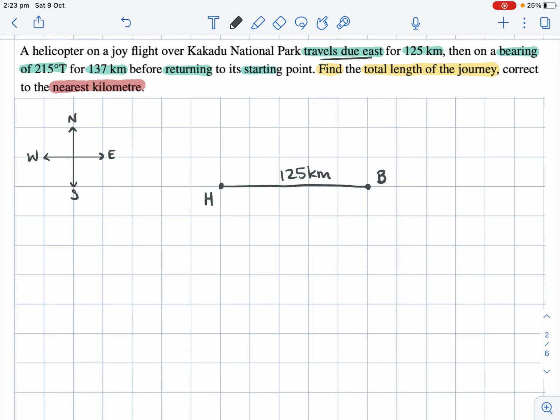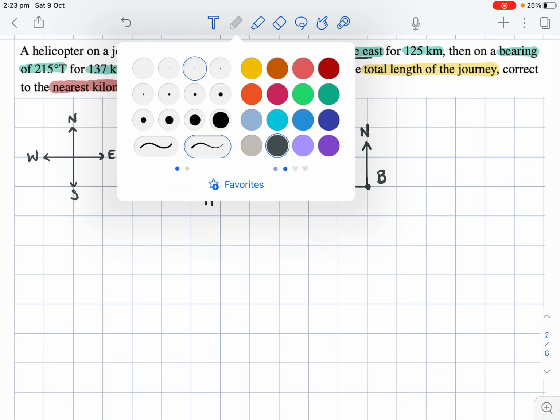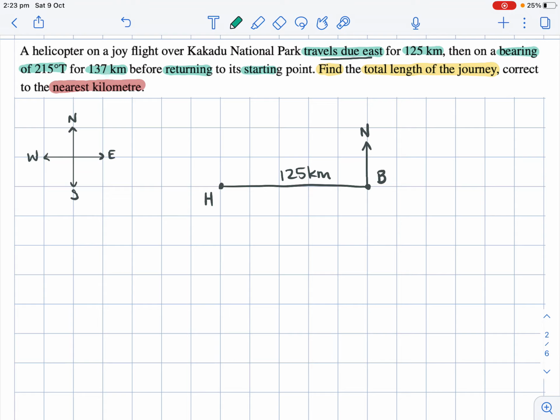Right. The next thing. It then goes on a bearing of 215 degrees true. So we've got a bearing, and it's going on a bearing of 215. I want to find out the bearing at this point B. If I ever want to find out bearings at a point, what I do at that point is just draw that north arrow, because my bearings always come from that north arrow. And then I can do a little bit of an analysis here. Again, we stop and we think, we take our time at this important point.